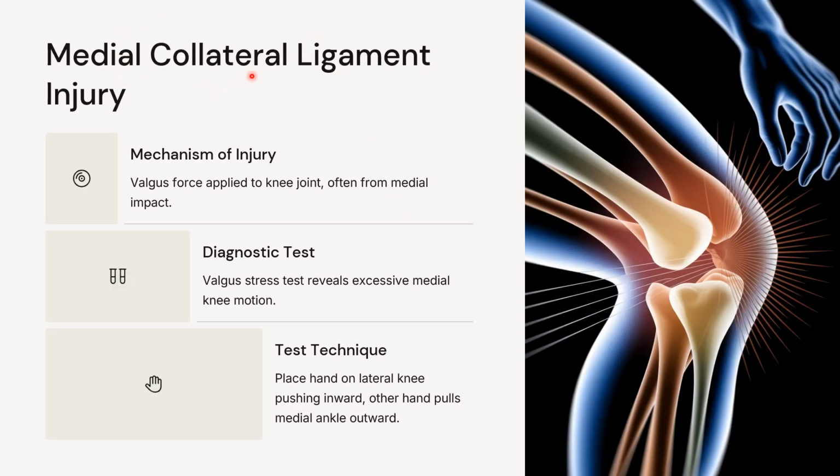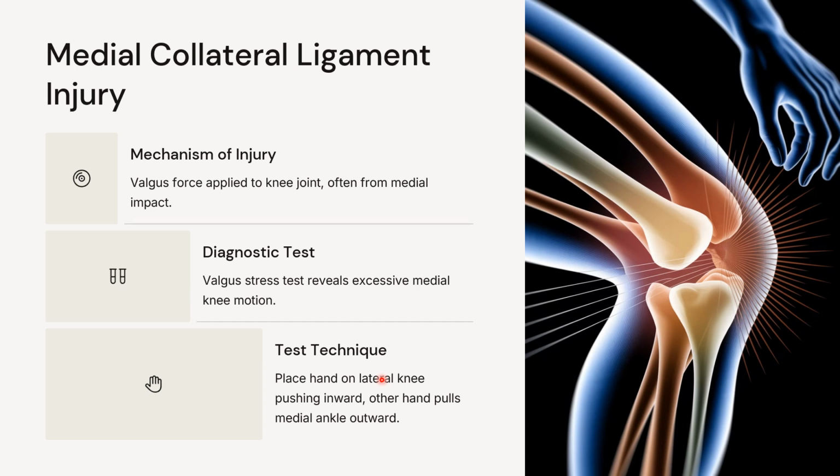What about the medial collateral ligament? Here, valgus force is applied to the knee joint. How is this test done? A hand is placed on the lateral knee, pushing it inward, while the other hand pulls the medial ankle outward. This is how the valgus test is performed.